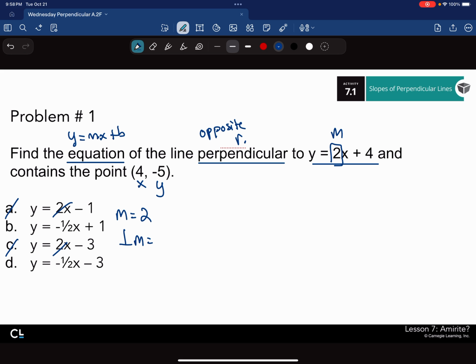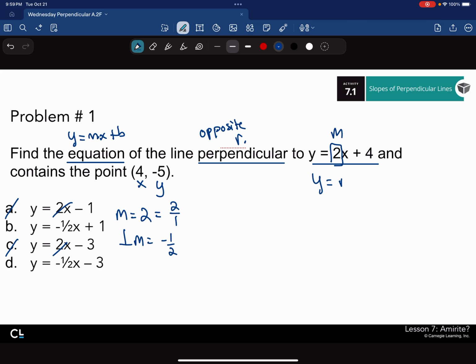Now, I have to change my slope to the opposite reciprocal. So first, 2 needs to change to a fraction. So 2 is the same thing as 2 over 1. Remember, if you want to change anything into a fraction, just put it over 1. Now, what's the opposite of positive 2 over 1? Negative 1 over 2. And we can see that 2 answers left have a slope of negative 1 over 2. So far, everything's correct.